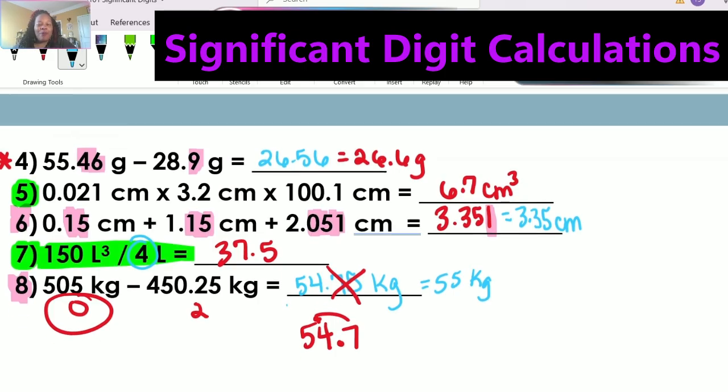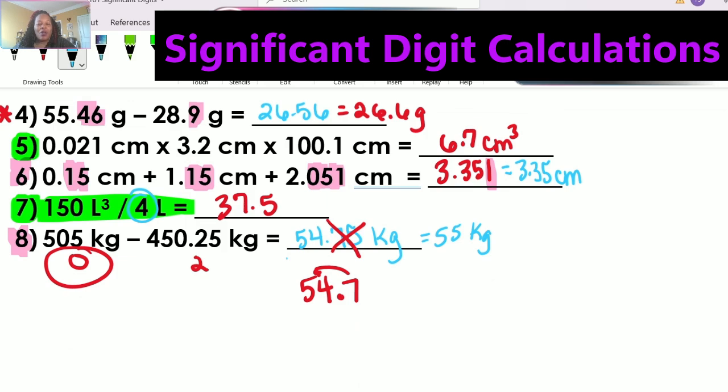So 37.5 is going to become what? Now, let me write it big so y'all can see that. 37.5, you only need 1 significant digit. So what does that 7 tell that 3 to do? That 3 goes up to a 4, but the 4 becomes 40. It becomes 40. 40 liters square.